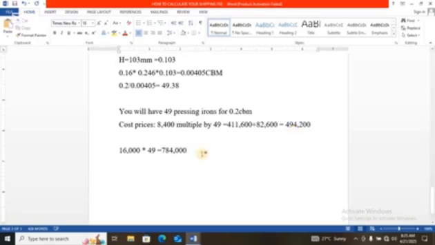How much profit are you going to make? So all you are going to do is to minus 494,200. So let's see, 784,000 minus 494,200. So you are making a profit of 289,800.